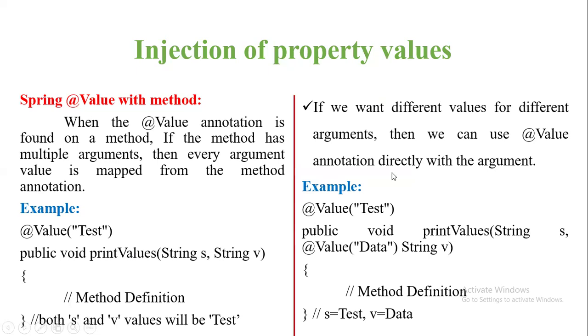And next, if we want to have a different value for different arguments, then we can use the @Value annotation directly within the argument also. In this example, we can understand. Initially, we have annotated @Value with the value test. And next, we have declared the method called printValues. This printValues also has two arguments of type String, s and v. But here, the argument s holds the default value test, while v is separately annotated with @Value as data. Now the value of s is test and the value of v is data here.